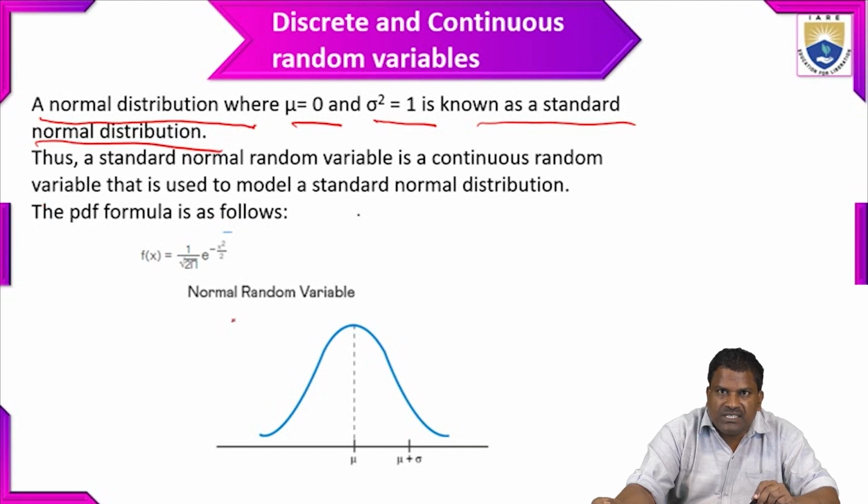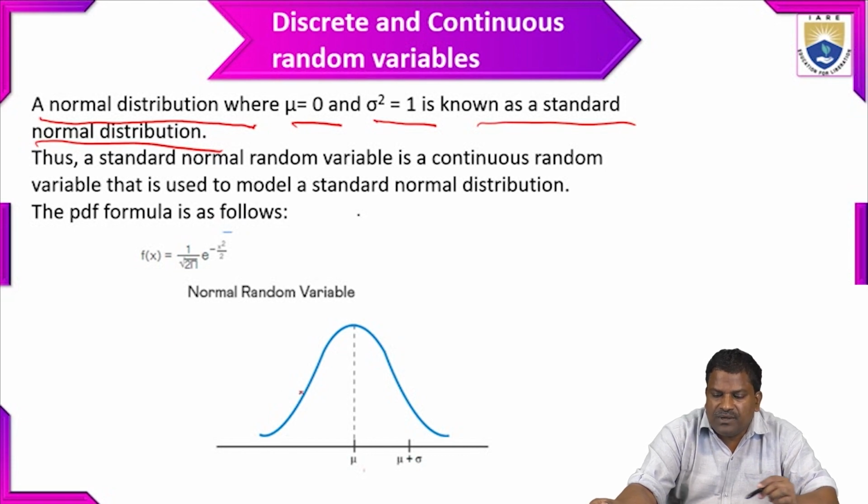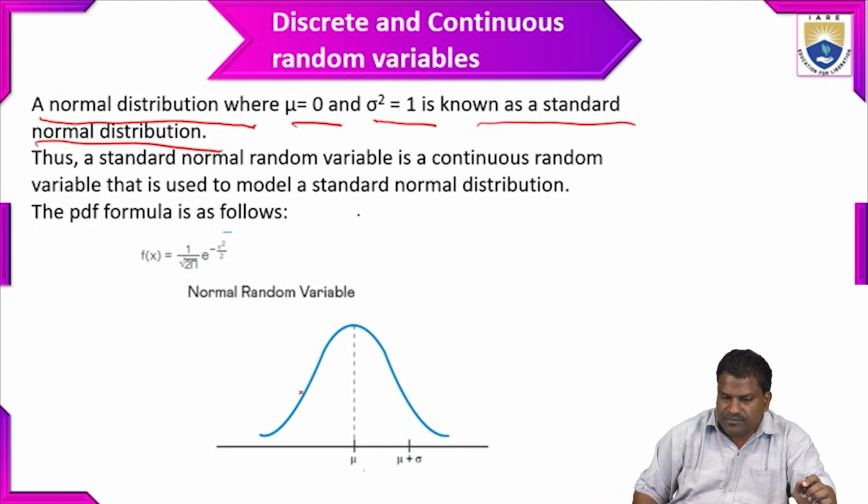If we see the normal distribution variable, mu is equal to 0 and sigma square is equal to 1. So, here we are discussing about mu plus or minus sigma. Then that graph appears like this.